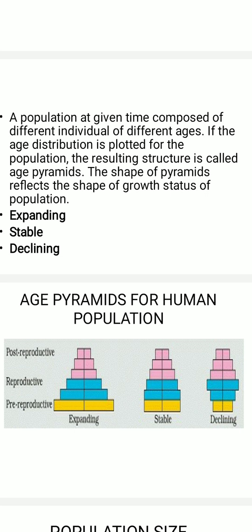In another type, the second one, the stable population or stable age pyramid in the human population, the individuals in the pre-reproductive period and the reproductive period are almost equal initially, and the reproductive period decreases slightly proceeding towards the upper side, and the post-reproductive period is similar to that of the expanding type. Here there is some sort of stability between the pre-reproductive and reproductive periods. That's why it's called a stable population.